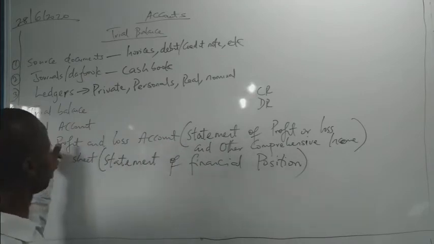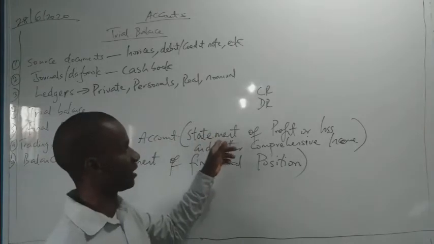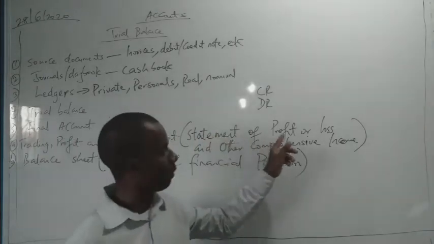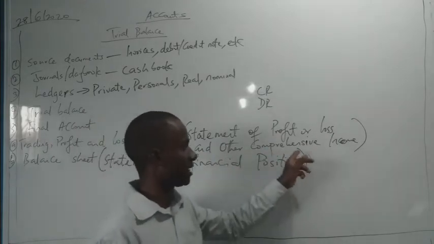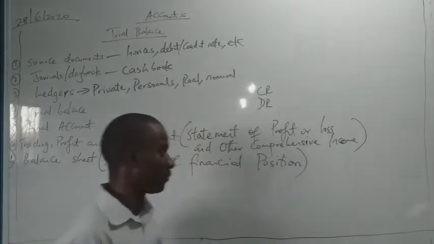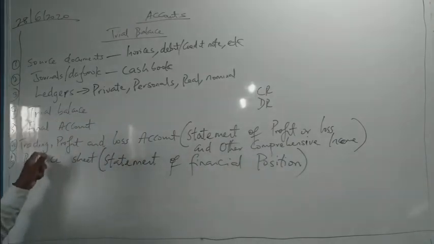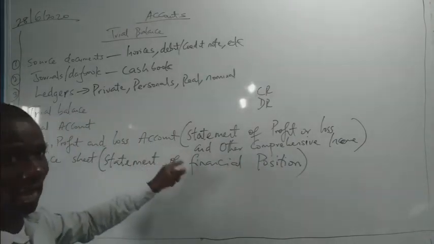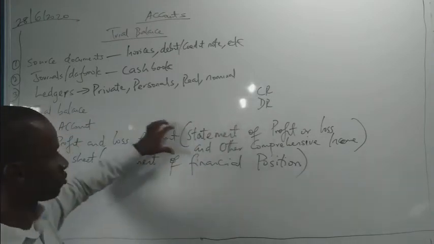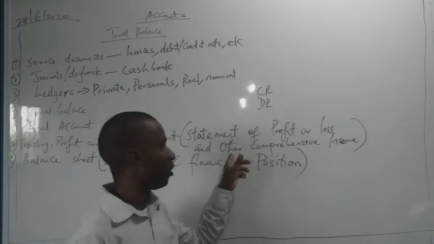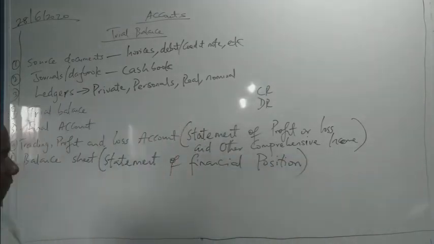This is the old name, trading profit and loss account. The new name, according to accounting standard, is known as the statement of profit or loss and other comprehensive income. So please, when you see this, don't be confused. What they are just trying to say is trading profit and loss account. The only difference is this one comprises more, because you have what is called other comprehensive income. Get it? Very good.